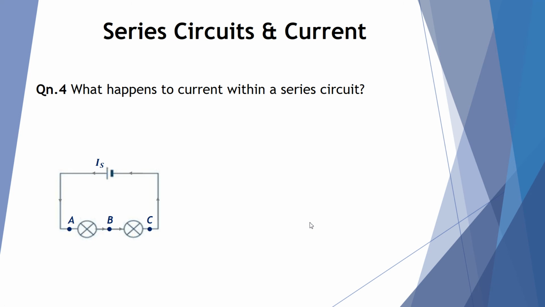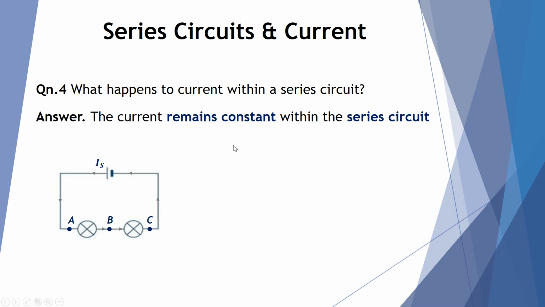Consider the current. So what happens to the current within a series circuit? Well, quite simply, the current remains constant within the series circuit. So we have a current coming from the supply, from the positive terminal, and it remains the same at point A, point B, point C, all the way back.